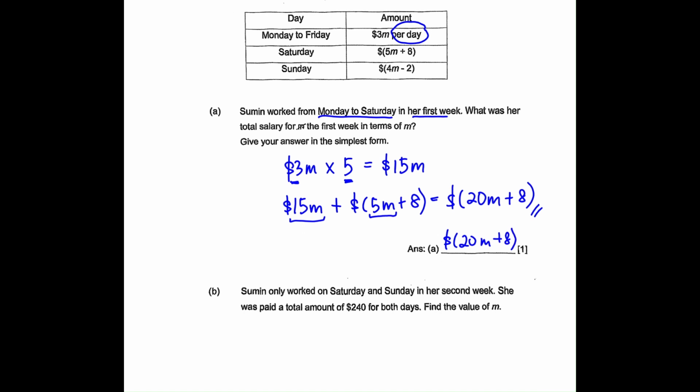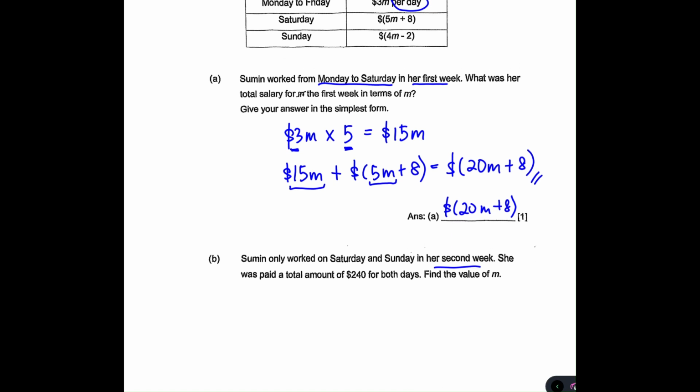So this is the amount that she earns from Monday to Saturday for her first week. So we only work on Saturday and Sunday in the second week. She was paid a total amount of $240 for both days. Find value of M. So it's just Saturday and Sunday, so let's just add them together first. 5M plus 8 plus 4M minus 2.